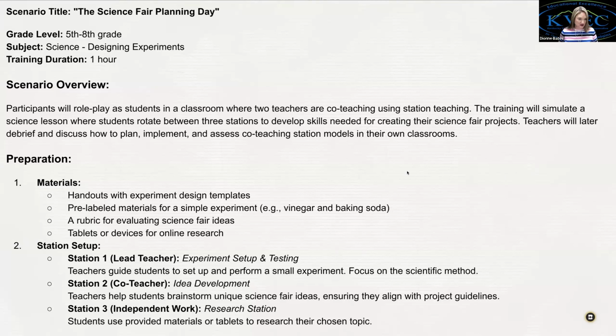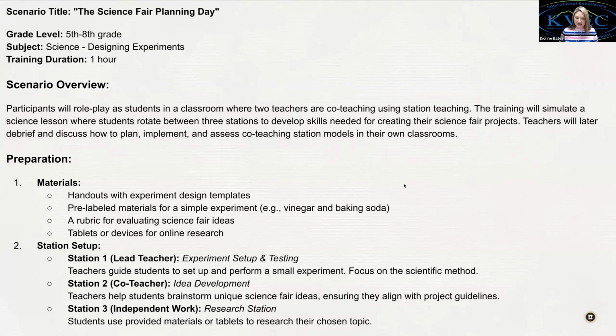So the first thing we would do is prepare. We would get our handouts ready. We would think about what's the learning target or the learning intention for that day. What materials are we going to need? How are we going to score, or what rubric are we going to use? Are we going to use devices, or what materials and resources might we need?